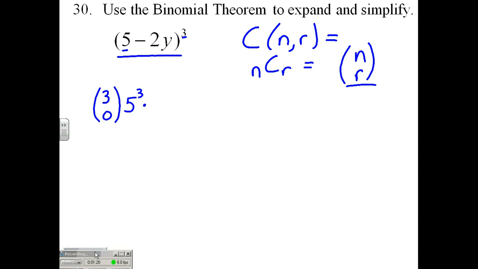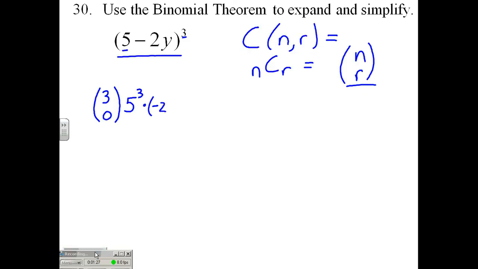times, and you wouldn't necessarily have to enter this term, but I think it helps us see what's going on, our negative 2y's, but 0 of those. Now here's an important thing to remember as you're going. These two entries right here, our exponents, as we're expanding, should always be adding up to our 3 exponent here.